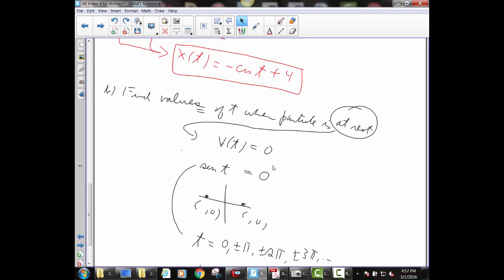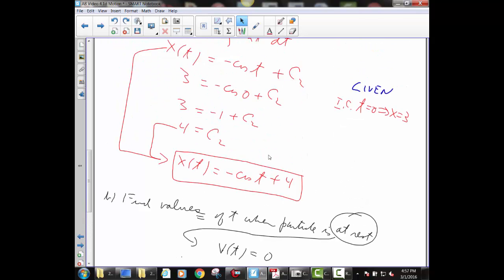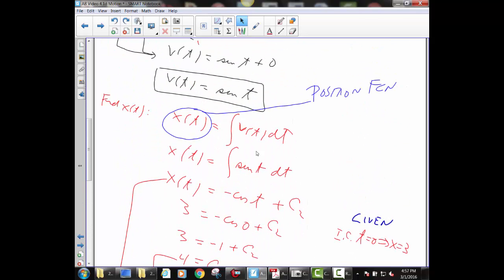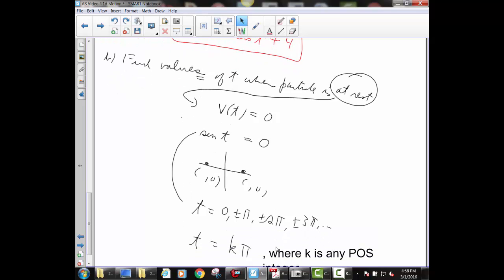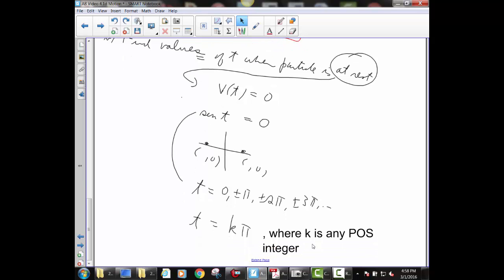The question then asks to find out the values of t when the particle is at rest. The particle is at rest when the velocity is 0. We found out that the velocity function was sine of t, so sine of t equals 0. And of course, the sine of an angle will only equal 0 if that angle's on the x-axis. Now, that would normally be when t is 0, plus or minus pi, plus or minus 2 pi. We can certainly replace that by k pi, where k is any positive integer, because remember they said that the time was positive.